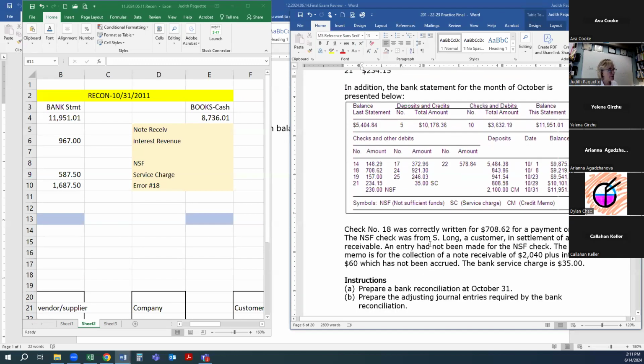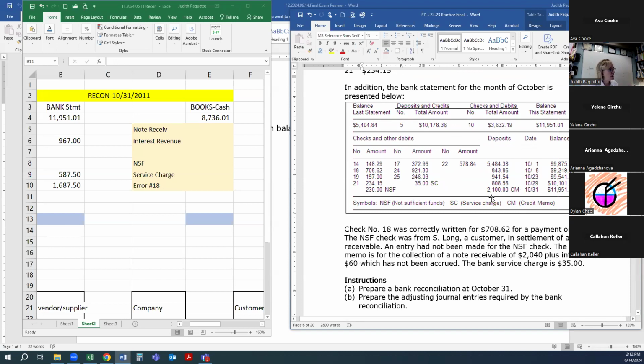Let's read further. We say, first off, we have this error. We'll come back to that. Then they talk about NSF checks. Then they talk about the credit memo. And then they talk about the bank service charge. So all of those additional transactions, you're given more information in the bottom of the problem. But even if you weren't, you could do it just from here.